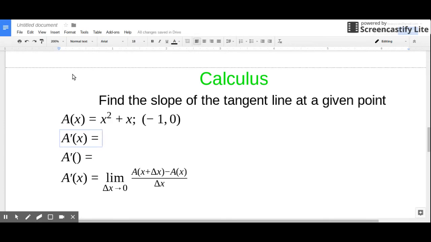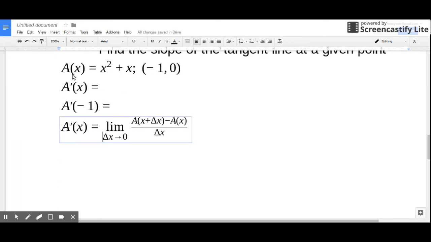So we're going to want to find the derivative. Then once we find that derivative, we're going to plug in the x-coordinate -1 into the derivative. We'll go ahead and put -1 here, and find what the slope of that tangent line is at the point -1, 0. So once again, the first thing we're going to want to do is find a of x plus delta x. But before we go any further, let's look at a picture.